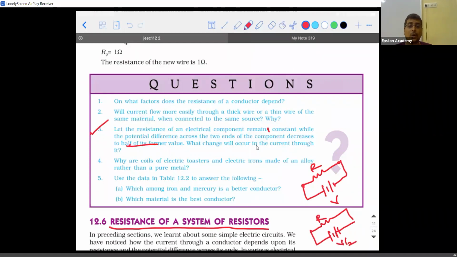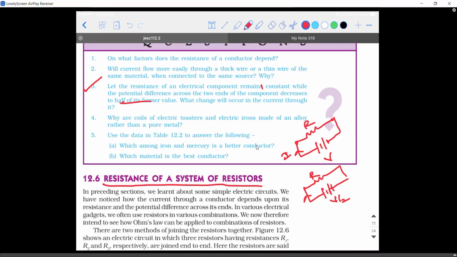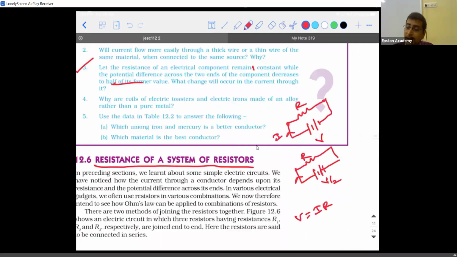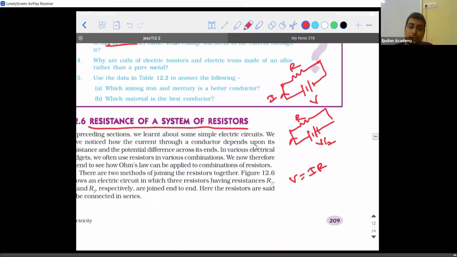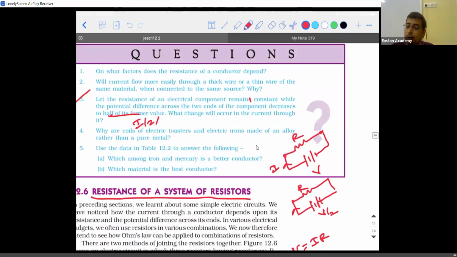Now they are asking what change will occur in the current. So here if the current is I, what would have happened to the current? Will it become I by 2 or 2I? I by 2, sir. Because V is equal to IR and V is directly proportional to I. So if voltage decreases, current will also decrease. The current will also fall by half. So current will become I by 2.